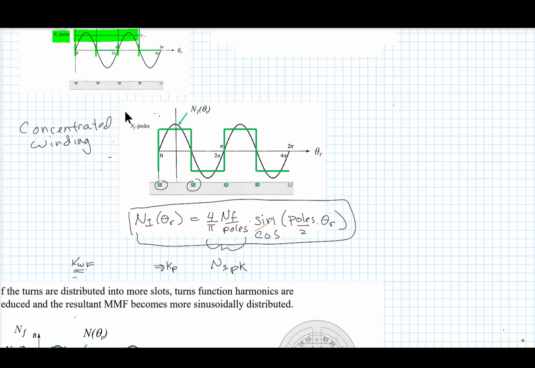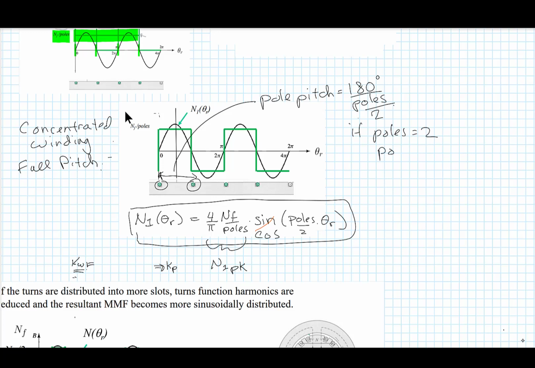The second thing is this type of winding that we're looking at would be called a full pitch winding, which means that the distance between the supply and return of each coil is one pole pitch. The pole pitch would be defined as 180 degrees divided by the number of pole pairs. So if poles equal 2, the pole pitch is 180 degrees.